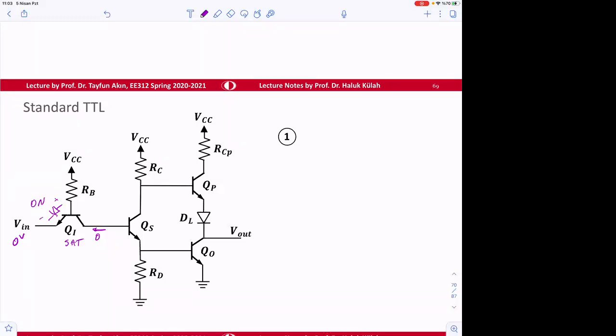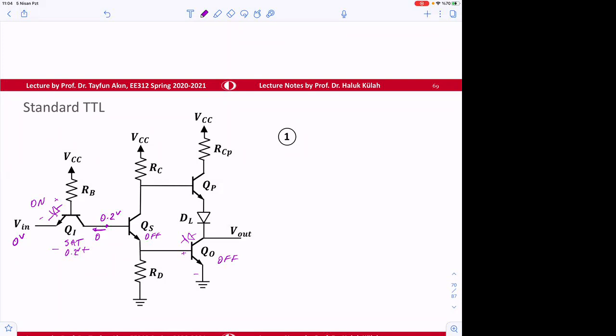So when this is in saturation, the voltage here is going to be 0.2 volt because of this voltage, 0.2 volt. And then this is going to be off. And since this is off, no current is coming here. This cannot turn on. And then this diode cannot turn on in this direction also. So therefore, it cannot be in reverse active either. So this is going to be also off. So when this is off, what happens?